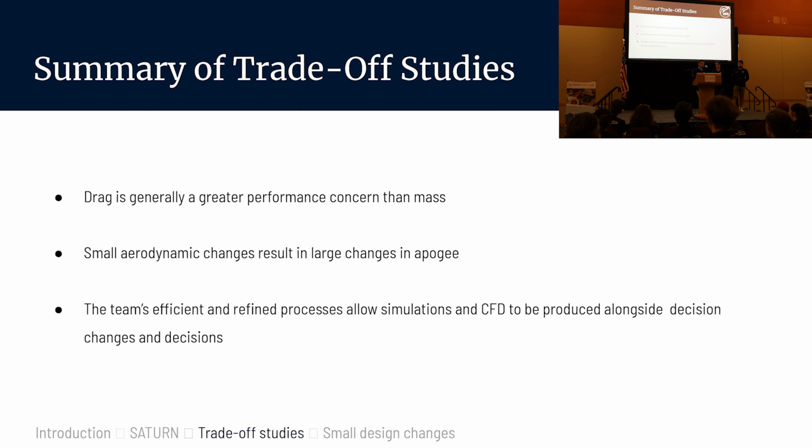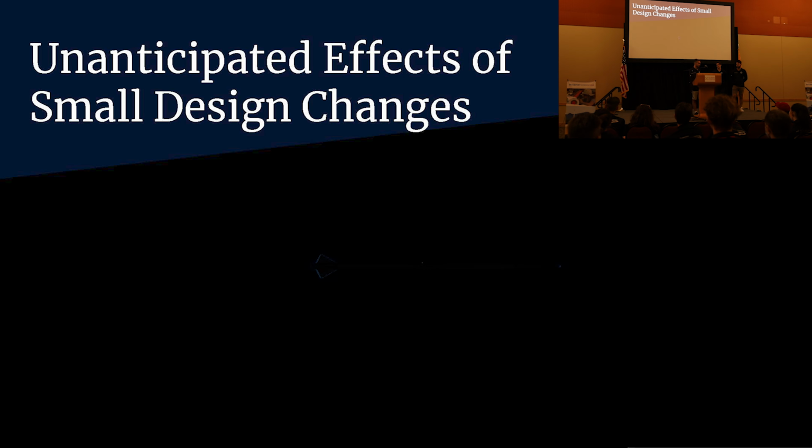To summarise, we have found that drag is generally a greater performance concern than mass. We have also found that very small aerodynamic changes can result in large changes in apogee. Finally, the fact that the team is efficient and has refined processes in its simulations and CFD, we can produce these alongside our design changes and design cycle, allowing us to be quick and to assess designs in a rapid manner. I'll now pass on to Alex.